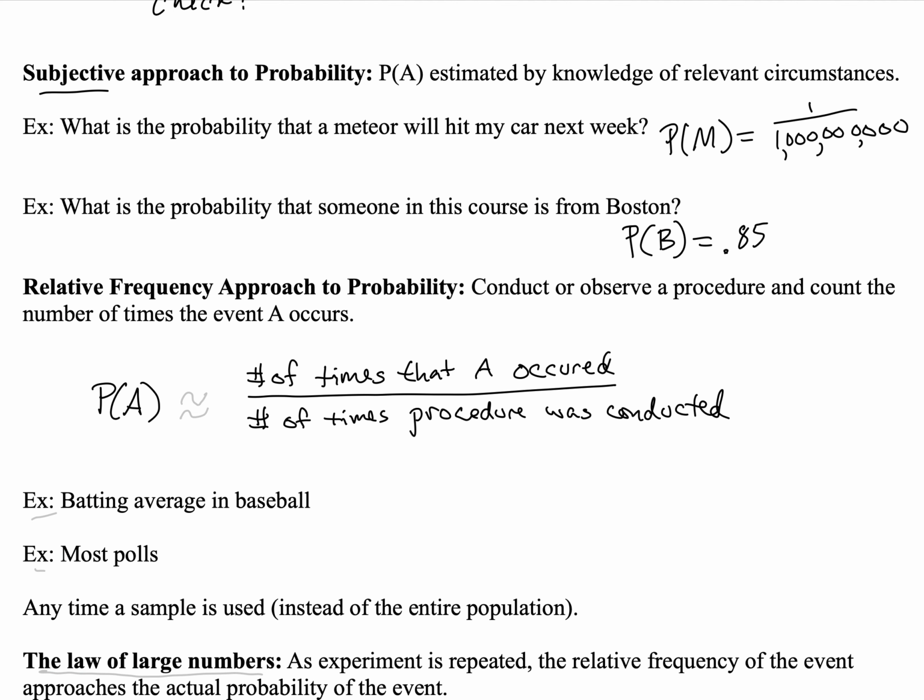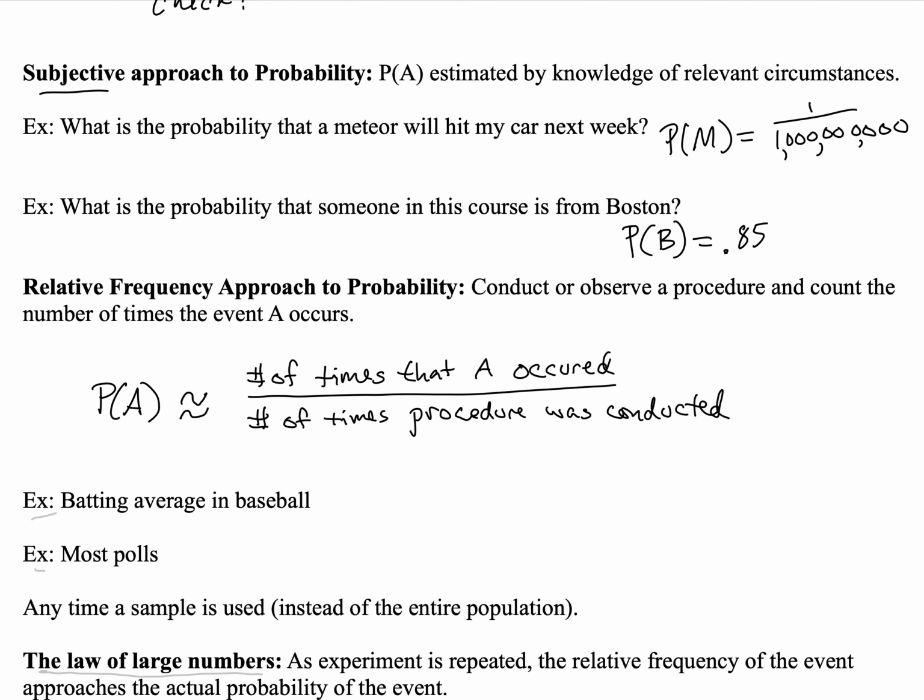Another approach to probability is the relative frequency approach. With the relative frequency approach, we conduct or observe a procedure or an experiment and count the number of times that event A occurs. And then the probability of A is approximated by the number of times that A occurred divided by the number of times that the procedure was conducted. Notice I used a squiggly equal sign there to say that this was an approximation, whereas in the classical approach to probability, I could actually use an equal sign because I'm making the assumption that all events are equally likely.